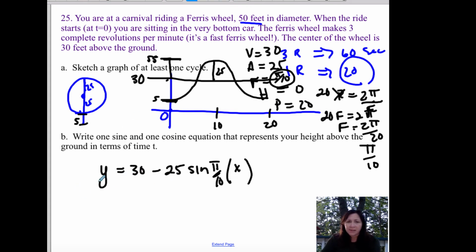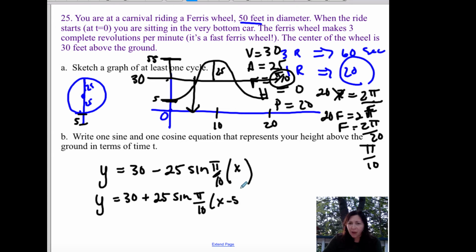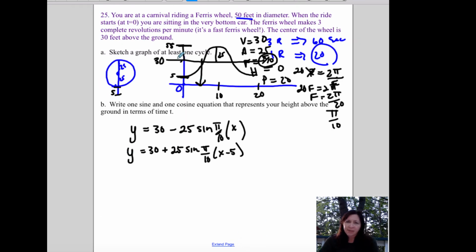If I wanted to make this a positive sine wave, then I would go to this value here, which is in between here and here. So y equals 30 plus 25 sine pi over 10 times x minus 5 seconds. And if I wanted to make this a cosine wave, I would shift it all the way over to 10, and it would be y equals 30 plus 25 cosine pi over 10 times x minus 10.